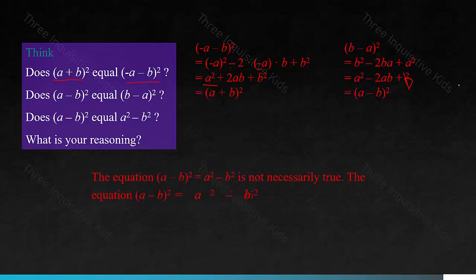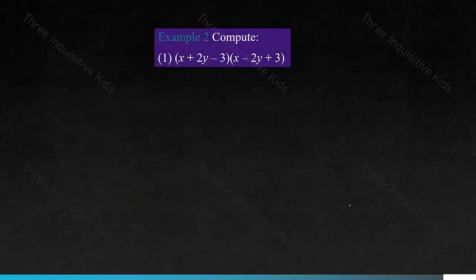And does a minus b squared equal a squared minus b squared? So some people might confuse this with the square difference formula. That's what we learned in the last lesson, because this looks very much alike to the square difference formula. But this is actually not necessarily true. The equation a minus b squared equals a squared minus b squared is only valid when b equals 0 or a equals b.